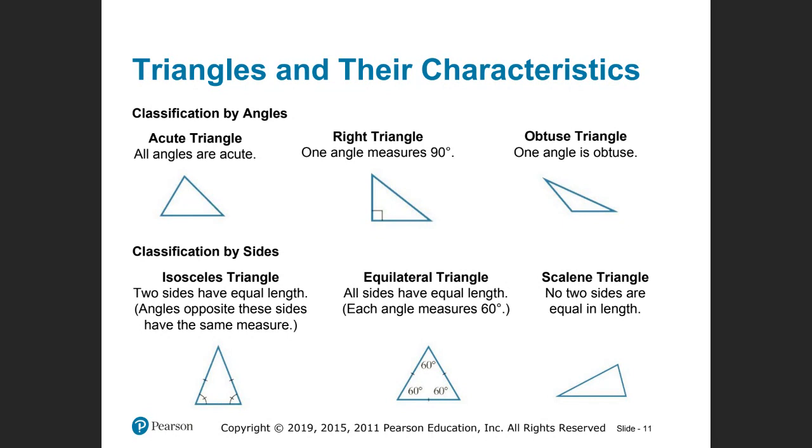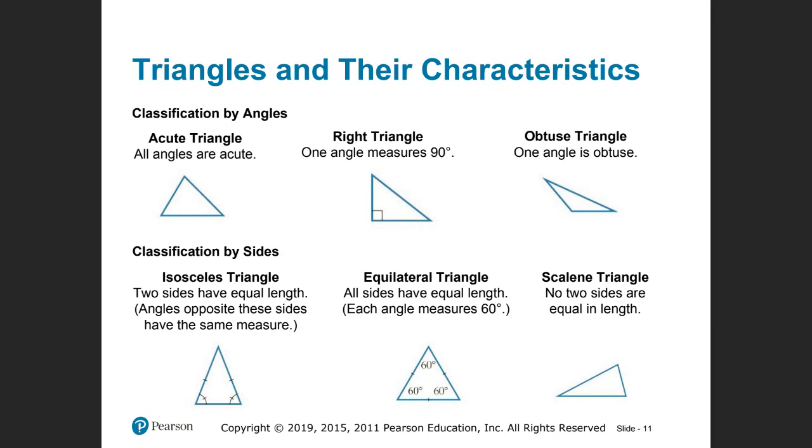We can also classify them by sides. An isosceles triangle has two sides that are equal. The angles opposite these two sides also have the same measure, and we indicate that the sides are equal by drawing a little line on each of them to show they're equal. Same with the measure of the angles. We show that the angles are equal by drawing a little line.